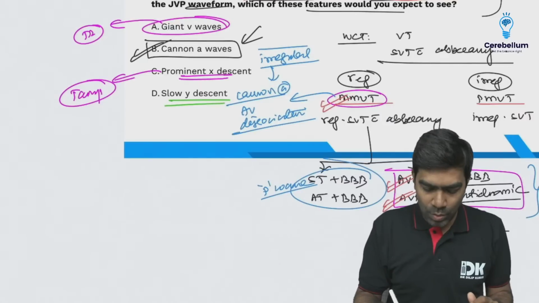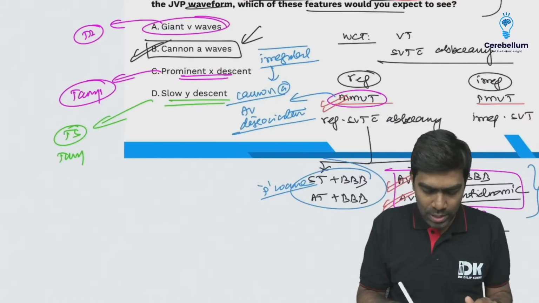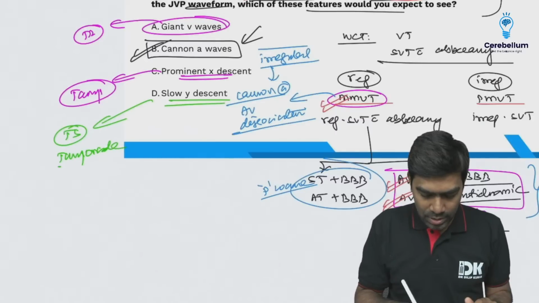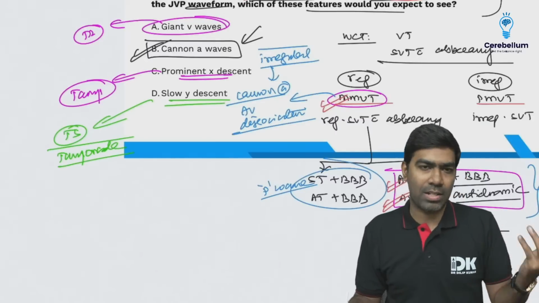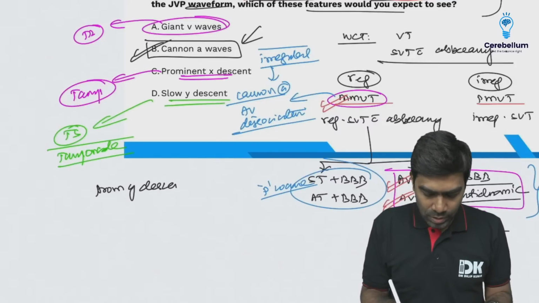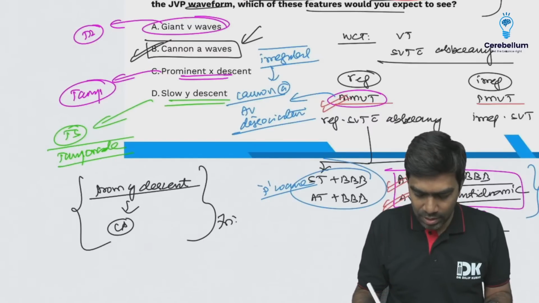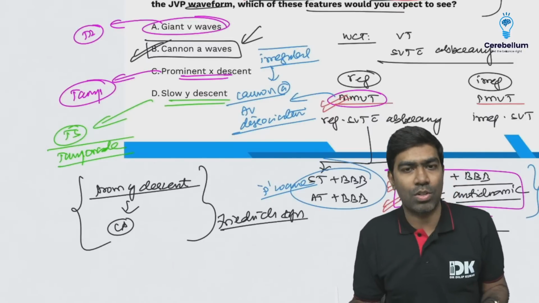What about slow Y descent? Slow Y descent will be seen in tricuspid stenosis and tamponade. Two T's. Slow Y descent. Deep Y descent will be seen in constrictive pericarditis. Prominent Y descent seen in constrictive pericarditis is called Friedrich sign. I think we have discussed it in one of our previous YouTube sessions, so I'm not going to discuss it now. That's called Friedrich sign.